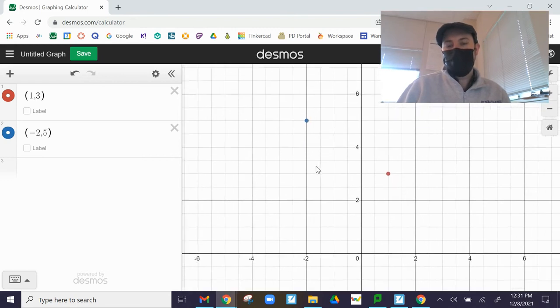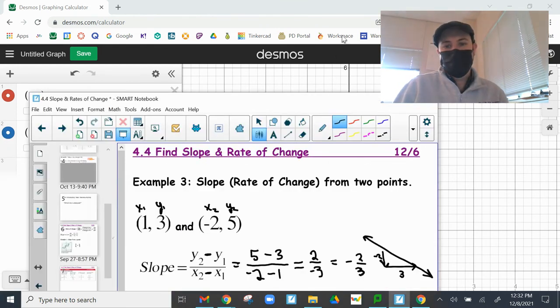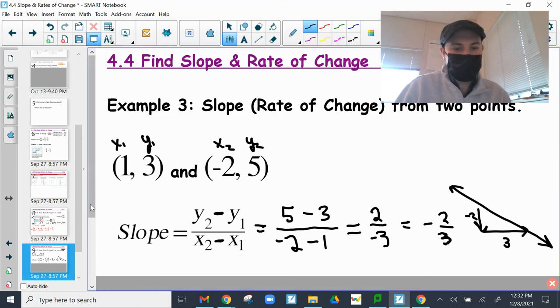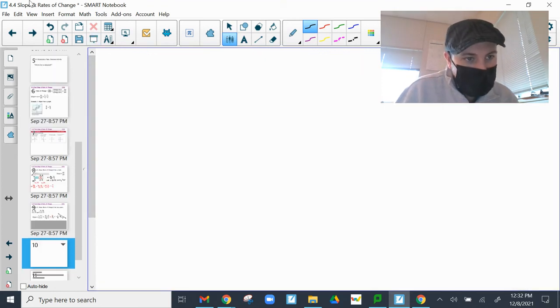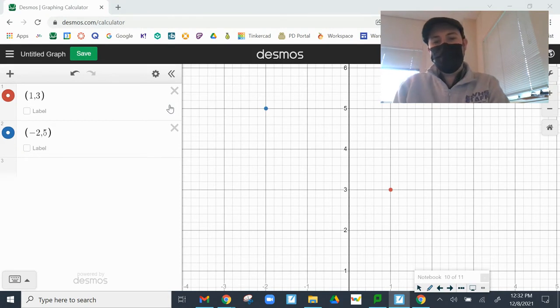And just kind of thinking, okay, does a slope of down 2 over 3 make sense? And I think that it does. Let's see, it's going to be hard for me to draw on this screen, but where there's a will, there's a way. View, transparent background, there we go. Okay, so it goes down.